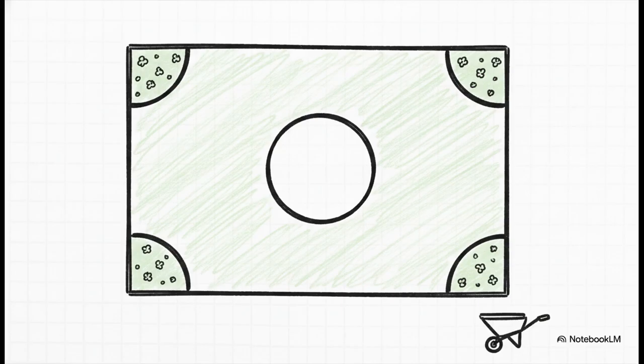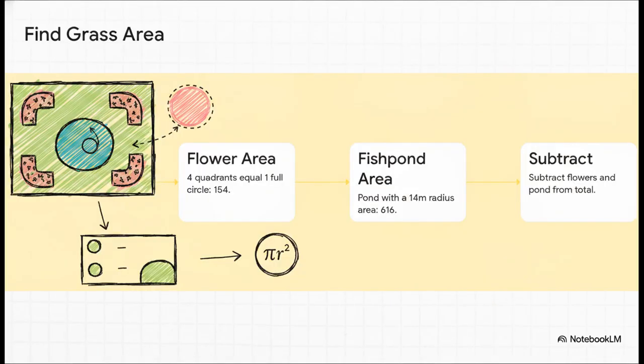But there's a catch. The park features 4 flowerbed quadrants tucked into the 4 corners, each with a radius of 7 meters. And on top of that, there's a giant circular fish pond smack in the middle with a diameter of 28 meters. You need to order the exact amount of grass. No more, no less. Okay, let's break this down step by step using our formulas.